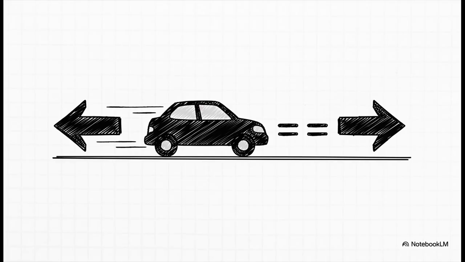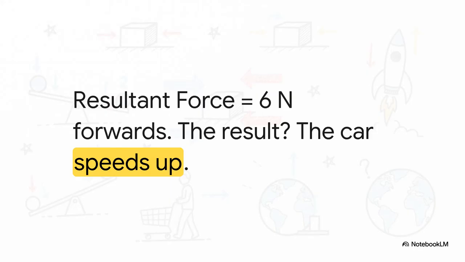Here's a perfect example. A car's got 2,000 newtons of force pushing it forward and 2,000 newtons of resistance pushing it back. Resultant force, zero. The result? No change. The car just keeps on cruising at the same exact speed. But now, look at this. We've got 8 newtons forward and only 2 back. The resultant force is 6 newtons forwards. And the result? The car speeds up. We've got an unbalanced force, so we get a change in motion.